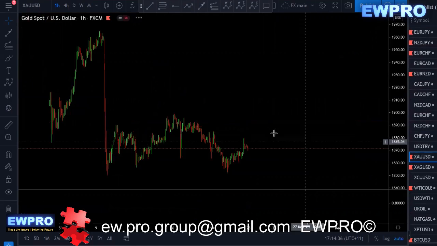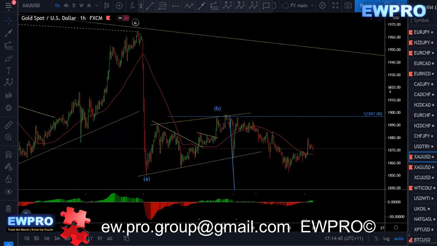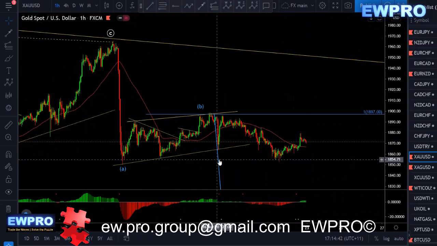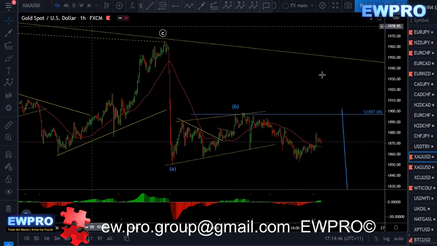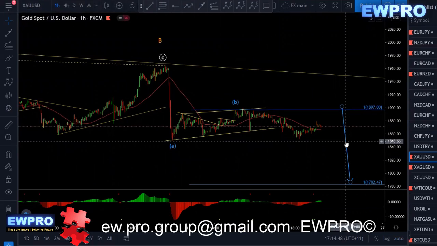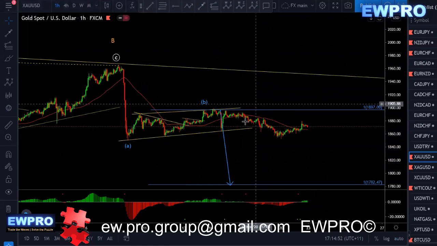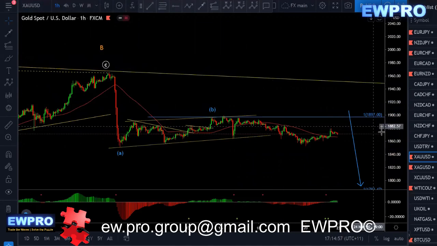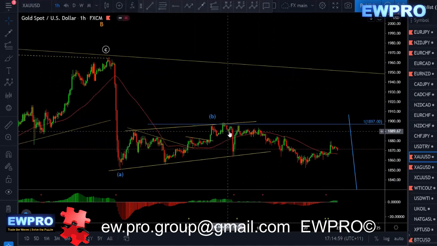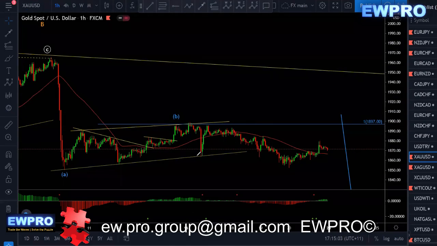Gold. So gold, last week I was saying I was looking for this C down here. I said last week I think there was a sell setup on it, a little sell setup here. And I said the first target, that trend line.